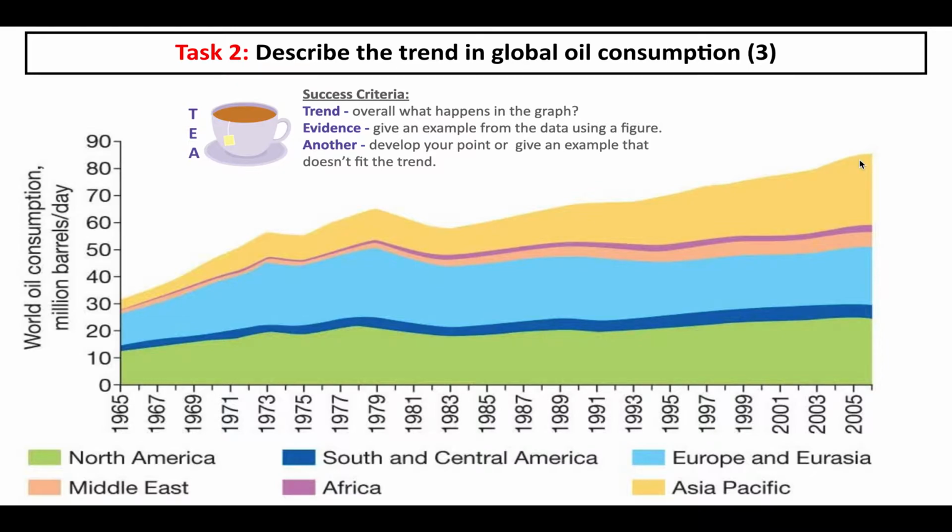And then for our third and final point, to make sure we get that third point, we need to give another point or an example that doesn't fit the trend. So it might be that we're commenting on how much Asia Pacific's consumption has grown. Maybe we would comment on the fact that South and Central America's consumption seems to be quite steady. Or even that Europe and Eurasia had a large peak in the 1980s and then actually managed to decrease the amount of oil that they've been using. Not hugely, but there is some decrease in the amount of oil that Europe is using.